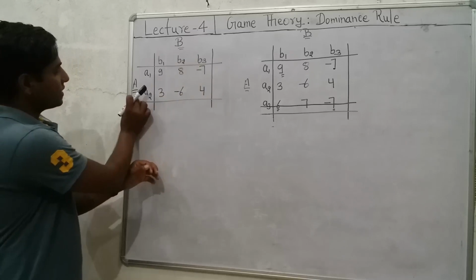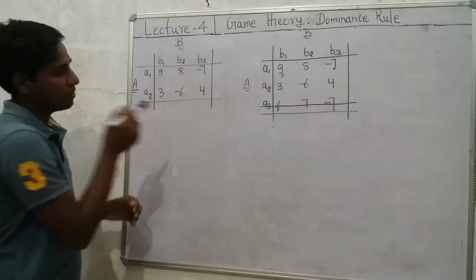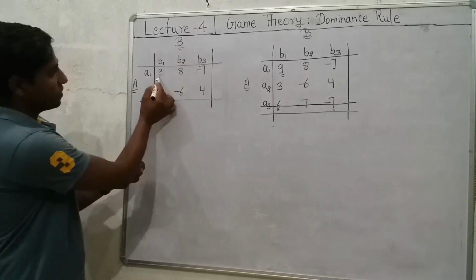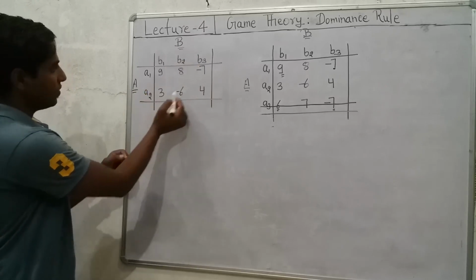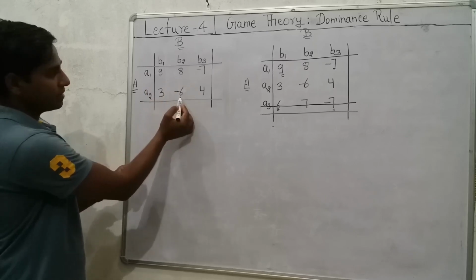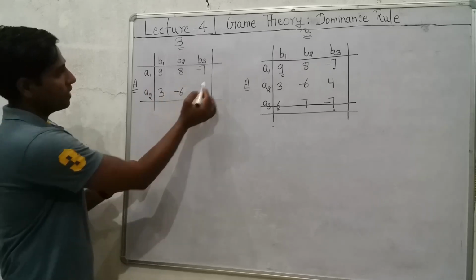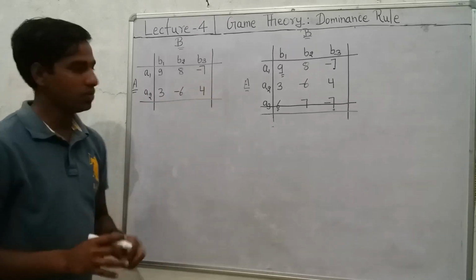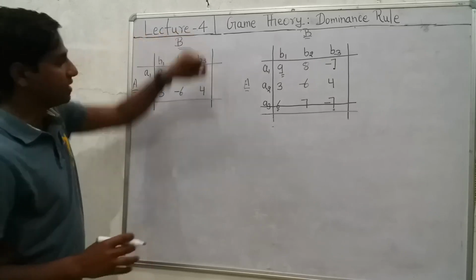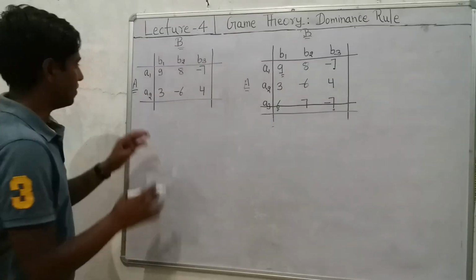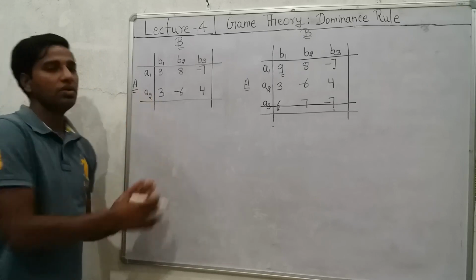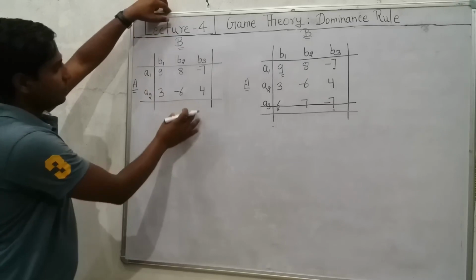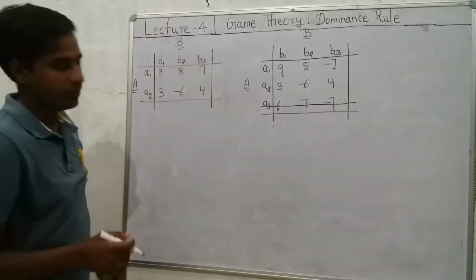So if we are checking for A, in this case there is no dominating strategy because the first element of the first row is greater than the first element of the second row. The second element is also greater than the second element of the second row, but the third element is less than the third element of the second row. So we can say that row wise there is no dominating strategy, or in the case of A there is no dominating strategy. So now we will consider the payoff matrix from the point of view of company B.